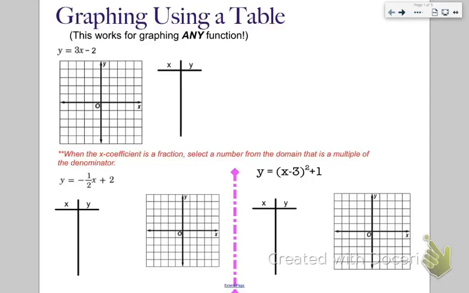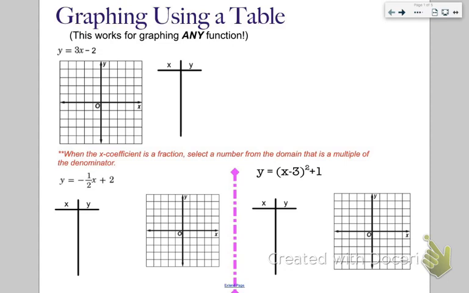Hi everybody, this is the Topic 1 video, graphing using a table for Chapter 3 on slope. Graphing using a table is not the fastest way or the easiest way, but it's the way that will always work no matter what type of function you're given. So if we look at our first problem, we're given y equals 3x minus 2.